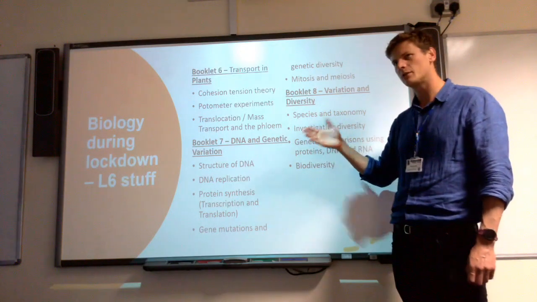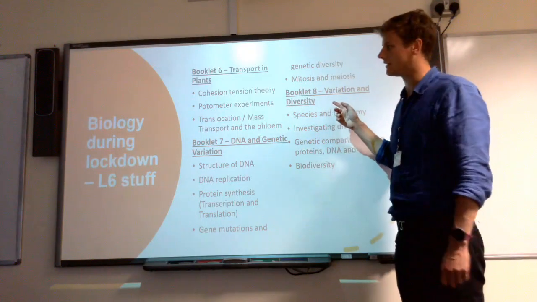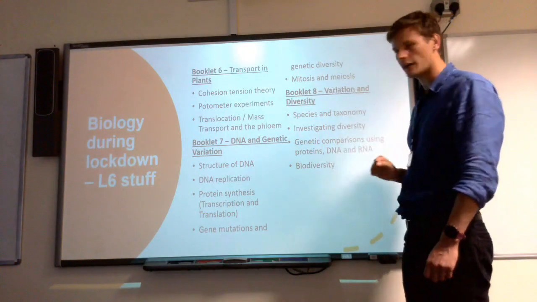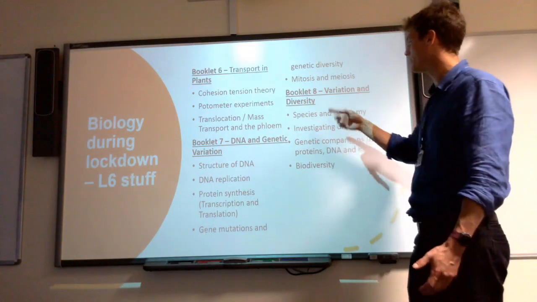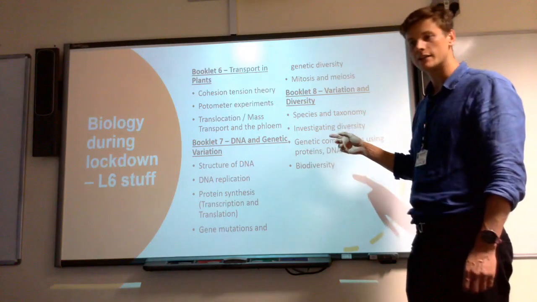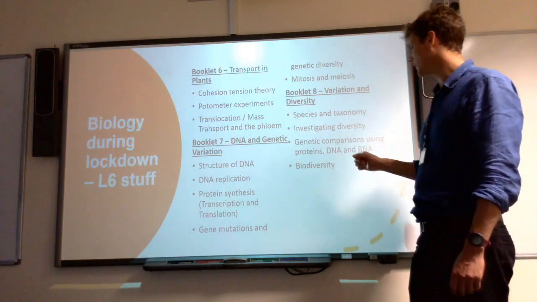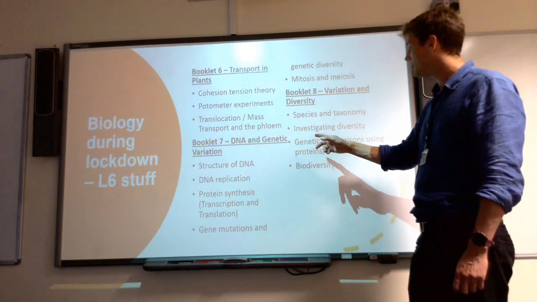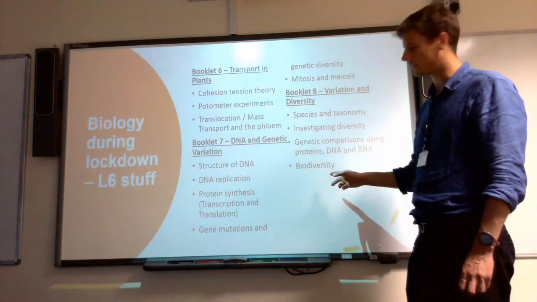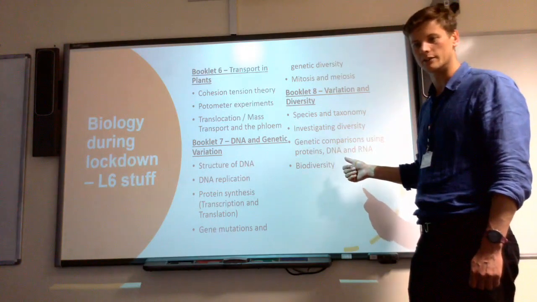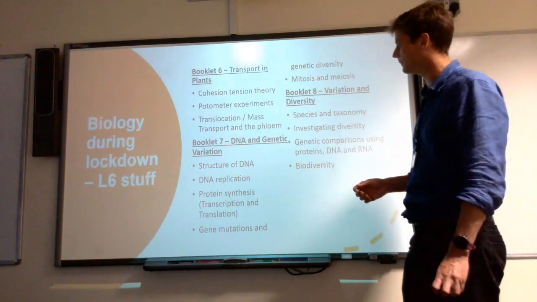After that, in that period between Easter and what would have been half term, we finished off the lower 6th content, which was booklet 8, variation and diversity. That begins with some stuff on classifications of species and taxonomy, investigating diversity, sampling techniques included there. Then genetic comparisons using proteins, DNA and RNA, and then finally biodiversity and how you measure biodiversity, species richness and index of diversity, etc.